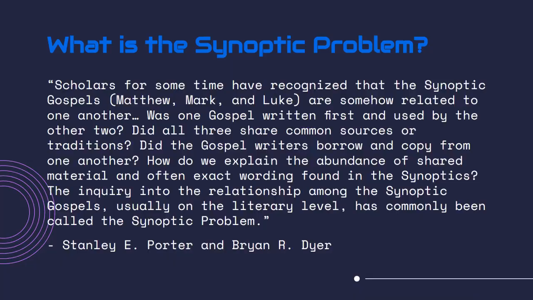And then I highly recommend this book if you want to know the 4 main views in the scholarship on this topic. To give a quick summary of the Synoptic Problem, scholars for some time have recognized that the Synoptic Gospels, Matthew, Mark, and Luke, are somehow related to one another. Was one Gospel written first and used by the other 2? Did all 3 Gospels share common sources or traditions? Did the Gospel writers borrow or copy from one another? How do we explain the abundance of shared material, and often exact wording found in the Synoptics?